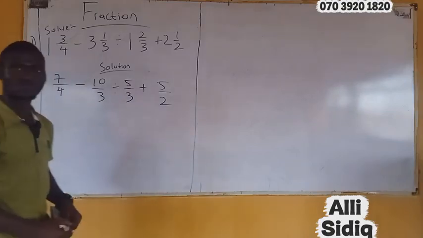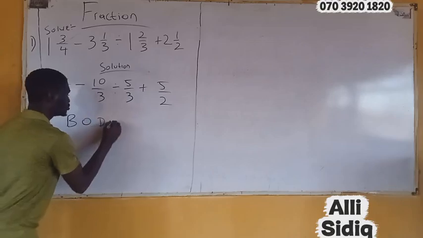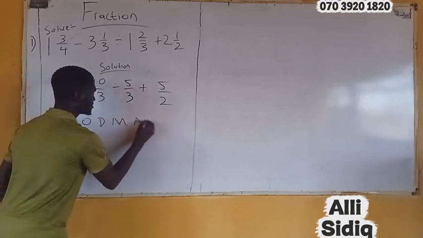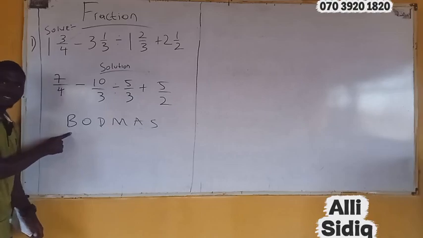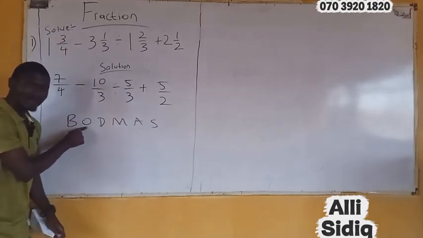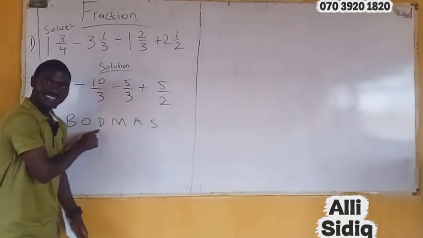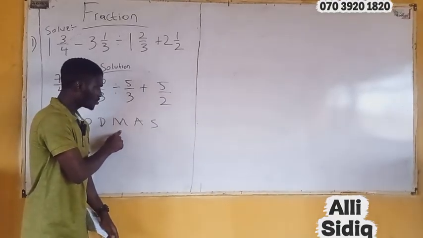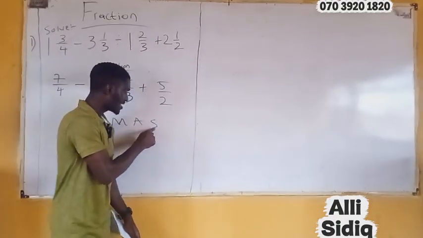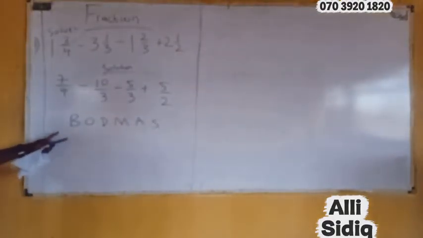The next thing for me to do is to introduce BODMAS. And what is the meaning of BODMAS? Write it in your notes. B means brackets. O means off. D means division. M means multiplication. A means addition. And S means subtraction.